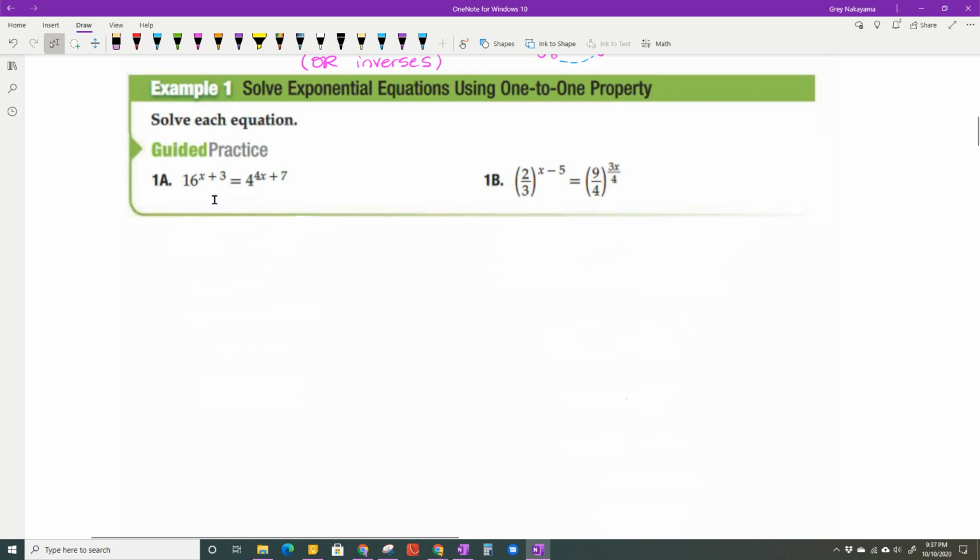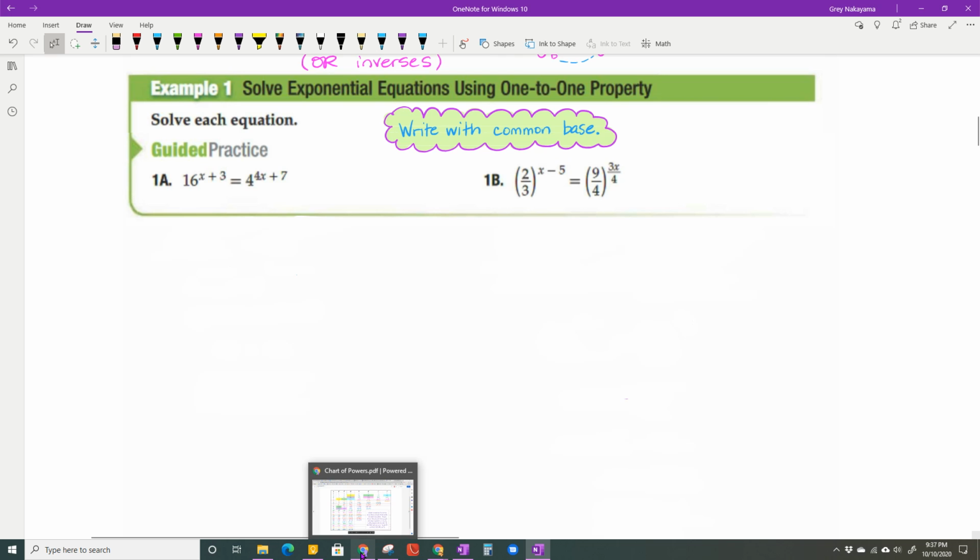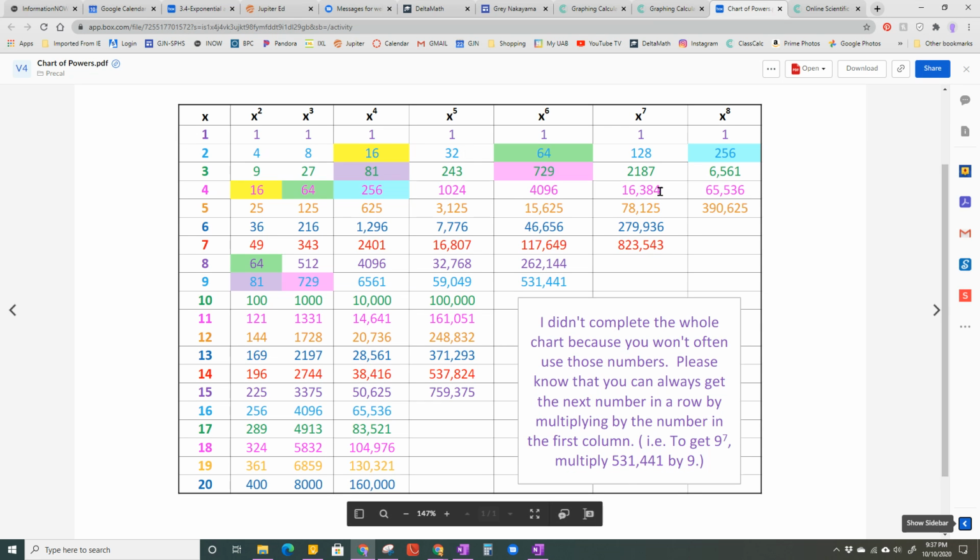16 to the x plus 3 equals 4 to the 4x plus 7. When you have exponential equations, the absolute easiest way to do it is if you can write them both with a common base. So if you're not aware, okay, I showed this in class, but some people might have missed it, or if you weren't there on that day.